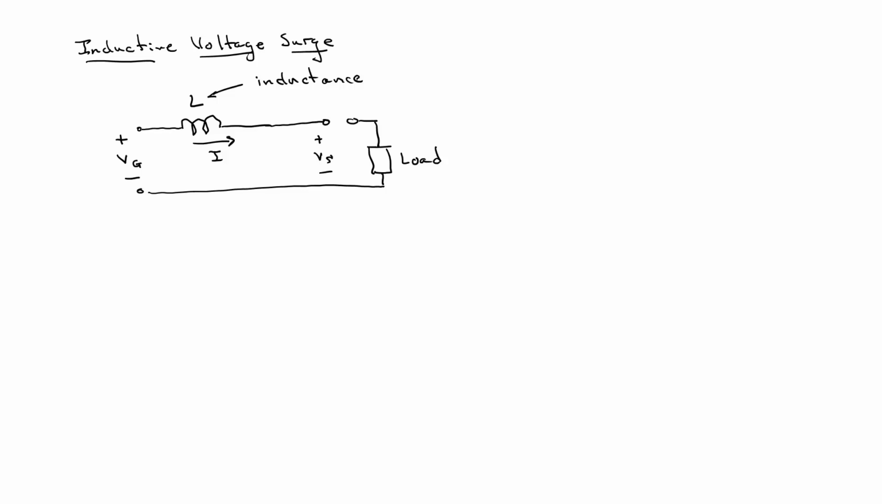instantaneously. The equation governing this circuit is V sub G minus V sub S is equal to the inductance L times the derivative of the current with respect to time. di by dt is the rate of change of the inductor current.